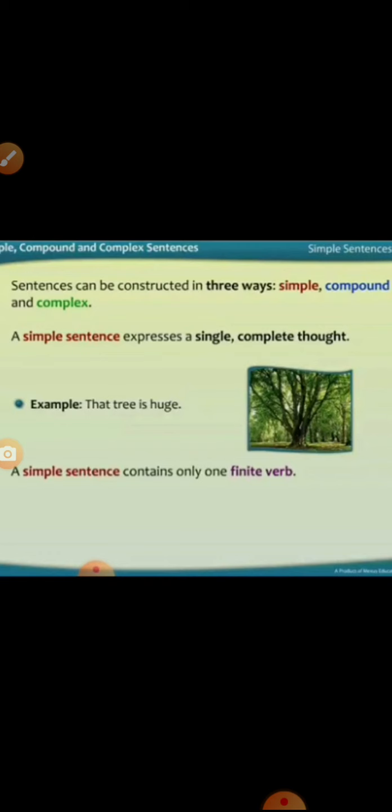Now, verbs, as we discussed in Chapter 6, what is a finite verb? It has a subject and a predicate. So, a simple sentence has one subject and one predicate. So, as I told you, a simple sentence expresses a single complete thought.